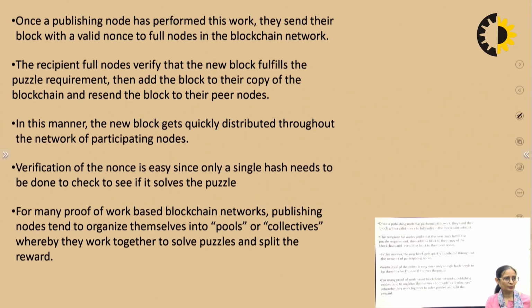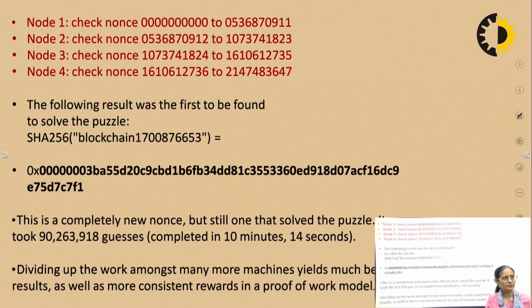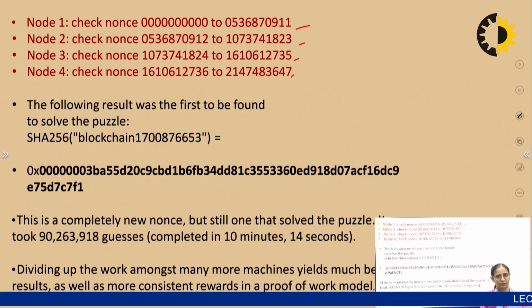For many proof-of-work based blockchain networks, publishing nodes tend to organize themselves into pools or collectives. Generally, the miners come together in a group, and they are termed pools or collectives. For example, a group of miners come together as node 1, node 2, node 3 and node 4, and they work in parallel to find an answer. Suppose node 1 is checking the nonce from this to this, node 2 may be checking the nonce from this to this, and node 3 too, they are working in parallel.